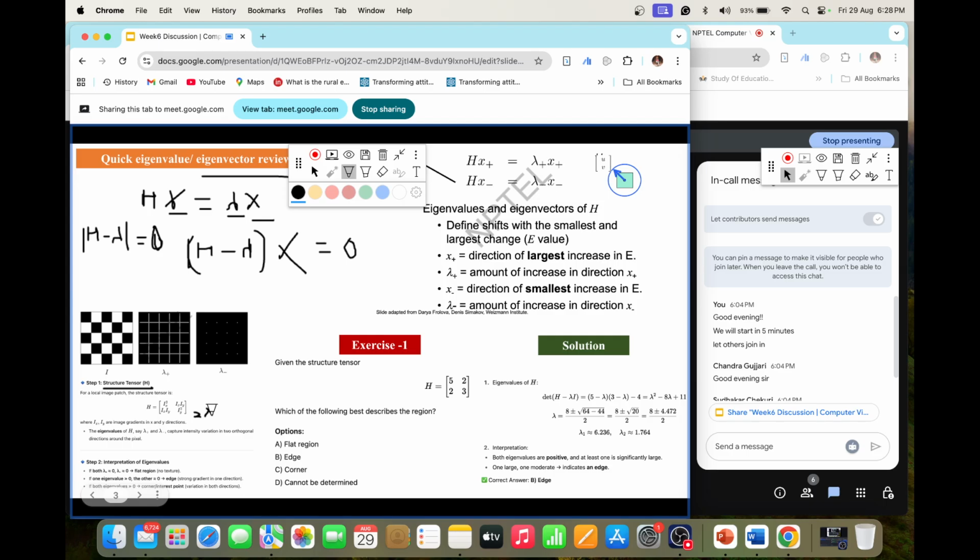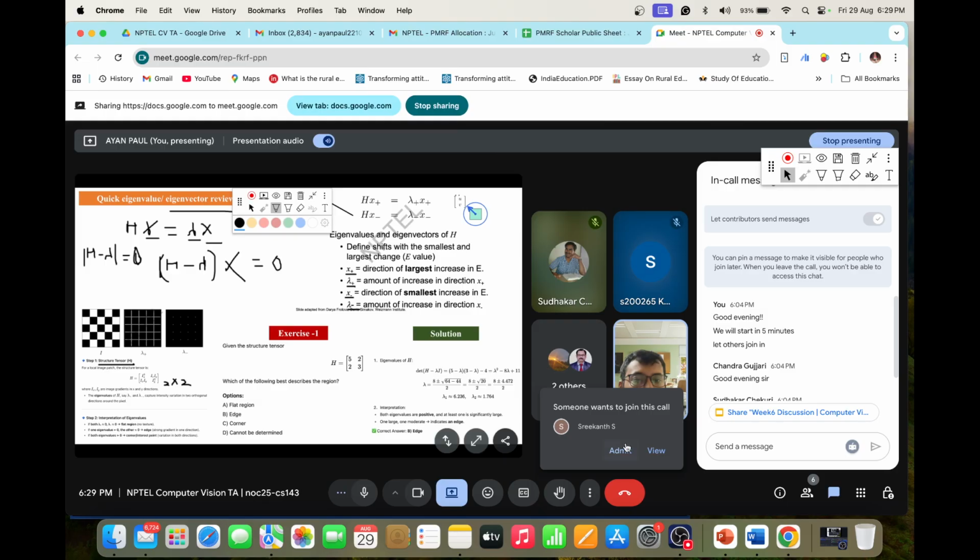Okay, 2 cross 2 matrix. So 2 cross 2 matrix means you will get 2 eigenvalues. One eigenvalue will be the eigenvalue in the direction of the largest increase. You will get 2 eigenvalues, one greater, one less. The greater eigenvalue we denote as lambda plus, the smaller eigenvalue we denote as lambda minus. So x plus is the direction associated with the larger eigenvalue, and x minus is the direction associated with the smallest eigenvalue.